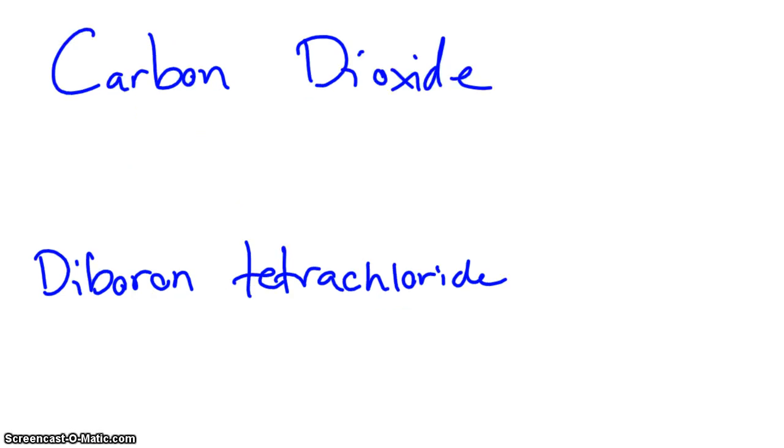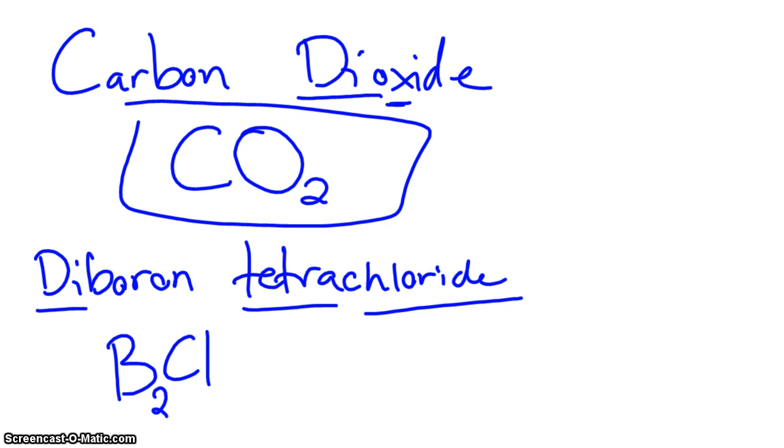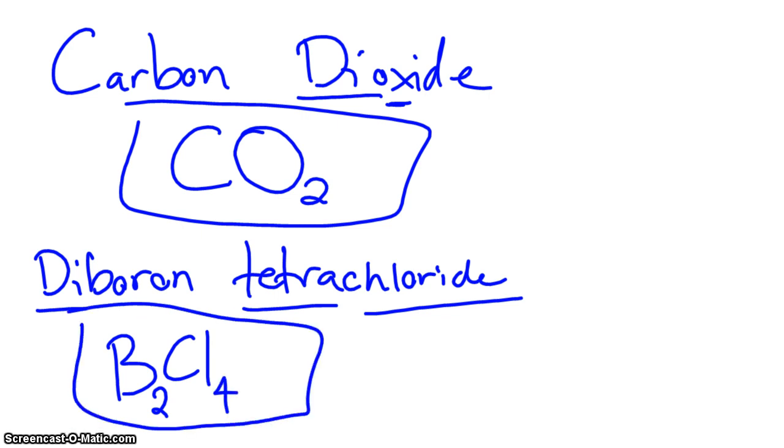Let's write the formulas for these 2 compounds. If we have carbon dioxide, it's just simply C for carbon. There are 2 oxygens, so O for the oxygen, and 2 right here to designate the 2, and we're done. It's just that easy. Diboron tetrachloride means we have boron, which is B. We have 2 boron atoms. Tetra means 4, and we have chloride, so Cl for the chloride, 4 of those, diboron tetrachloride, and we're done.